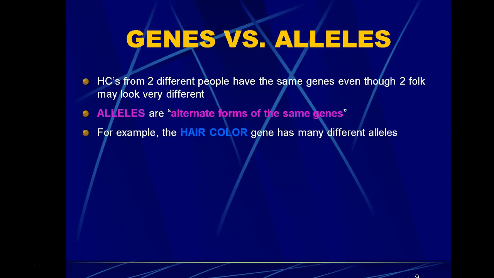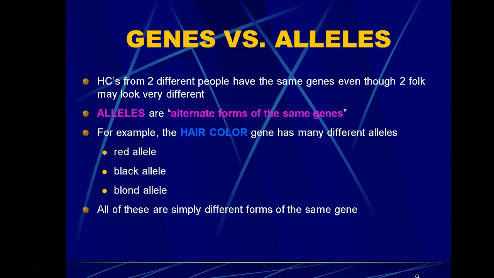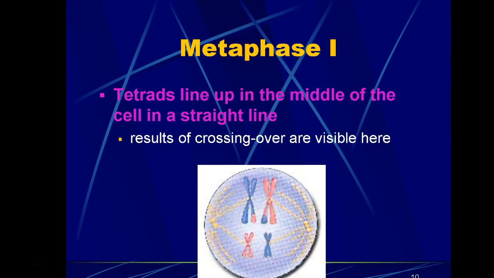So we can use this as another little play example of hair color. Say there's a red allele, a black allele, or blonde allele. It says all of these are coding for what? The color of hair, but they're all different, okay? So different forms of the same gene.